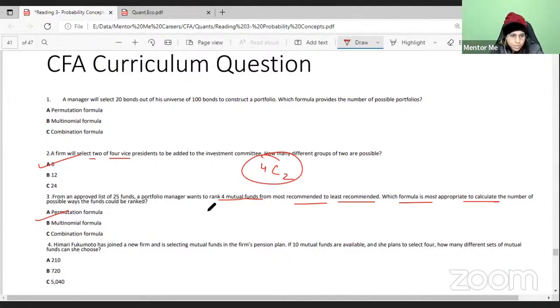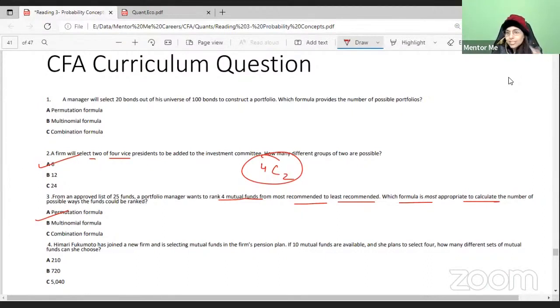लास्ट देखते हैं. Somebody has joined a new firm and is selecting mutual funds in the firm's pension plan. If 10 mutual funds are available and she plans to select 4, how many different sets of mutual funds can she choose? सबसे पहले तो permutation होना होगा, combination. Permutation. Why permutation? Because she just has to select 4 out of the existing 10. हाँ तो वो तो होगा ही. We always have to select a few out of the total. Combination. Sorry, मैंने combination ही किया है. हाँ, अगर यहाँ पे लिखा होता, अच्छा combination में किया.